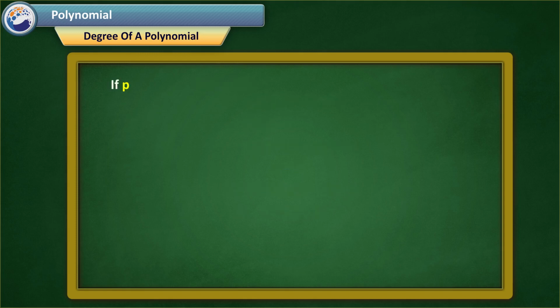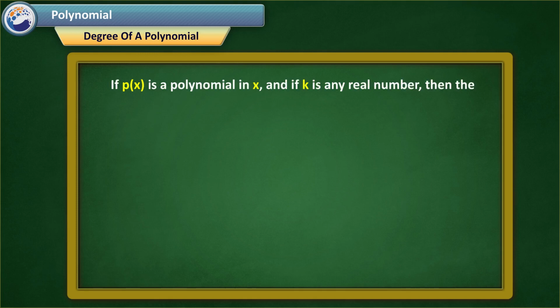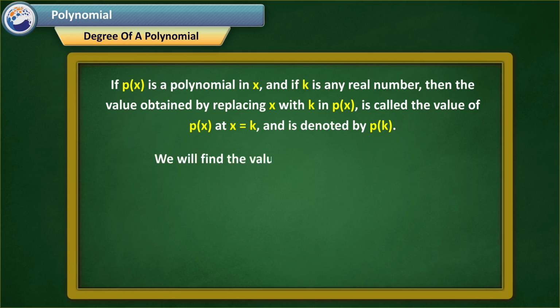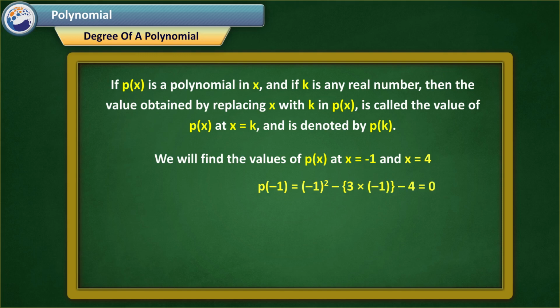If p of x is a polynomial in x and if k is any real number, then the value obtained by replacing x with k in p of x is called the value of p of x at x equal to k and is denoted by p of k. We will find the values of p of x at x equal to minus 1 and x equal to 4. Therefore, p of minus 1 is equal to minus 1 squared minus 3 into minus 1 minus 4, which is equal to 0. Also, p of 4 is equal to 4 squared minus 3 into 4 minus 4, that is equal to 16 minus 12 minus 4, which is equal to 0.